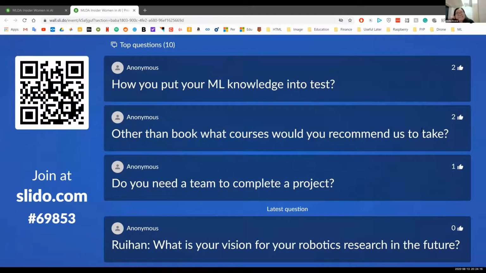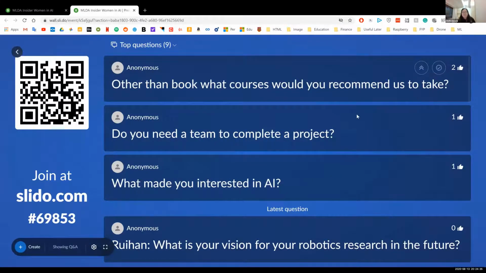Okay, so how do you put your machine learning knowledge into tests? I think for me, it will be by joining hackathons and seeing how you fare together with fellow learners and fellow machine learning practitioners. Other than that, putting to test can be interpreted in different ways.